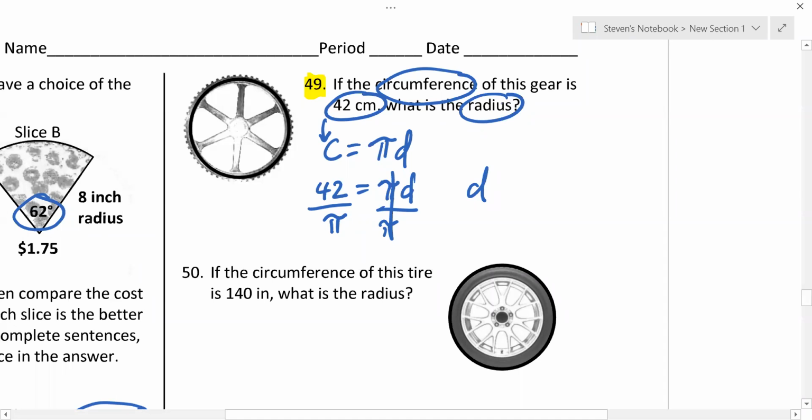But it doesn't want the diameter, it wants the radius. Well, all I need to do then is just divide that by 2, right? The diameter divided by 2 equals the radius. So if I just divide that by 2, I get about, the radius is approximately 6.7 centimeters.